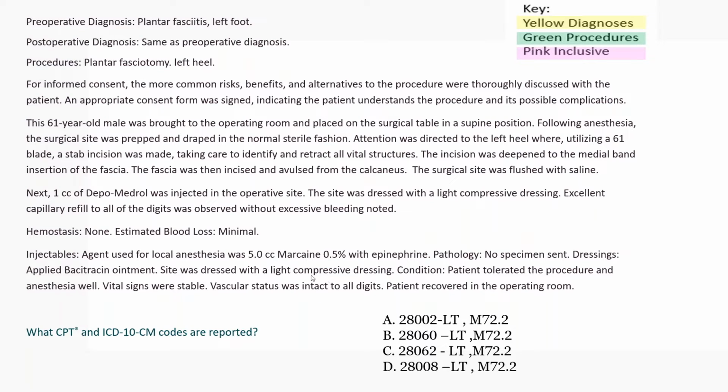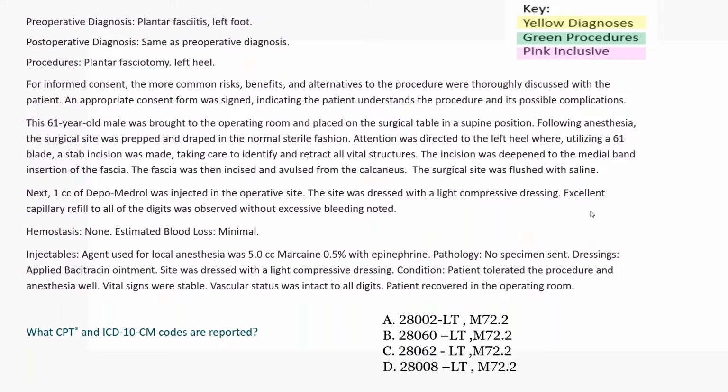Pre-operative diagnosis, plantar fasciitis, left foot. Post-operative diagnosis, same as pre-operative diagnosis. Procedures, plantar fasciotomy, left heel. For informed consent, the more common risks, benefits, and alternatives to the procedure were thoroughly discussed with the patient. An appropriate consent form was signed indicating the patient understands the procedure and its possible complications.